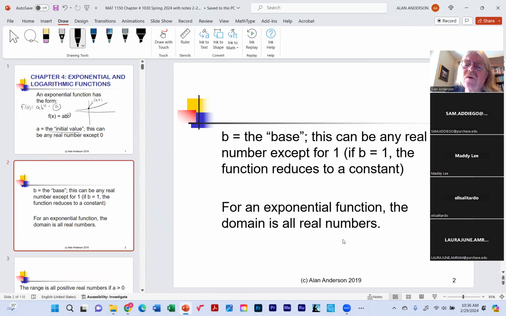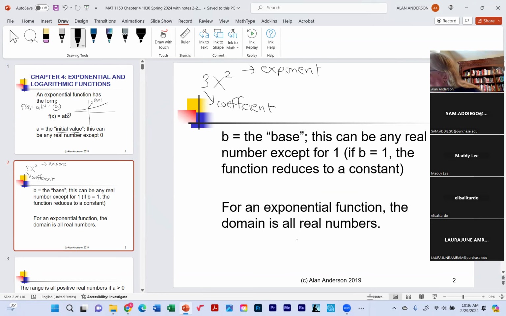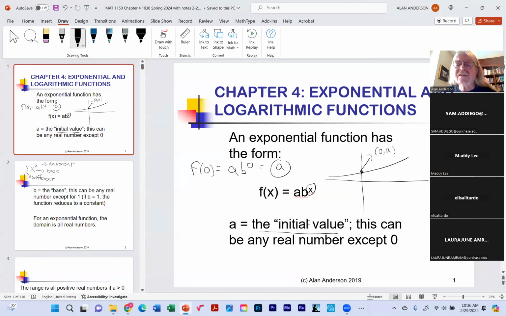The b has a very important role. First, b is called the base. The reason why we're using the letter b is because it's the base. Whenever you have an exponent like this, remember we said that if you had something like this, 3 would be considered the coefficient, 2 is the exponent, and x is the base. So in other words, it's called a base because it is being raised to an exponent. And here, of course, that exponent is x. So b is the base, x is the exponent.